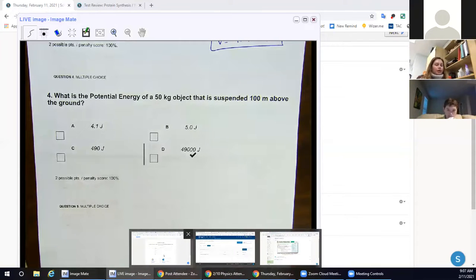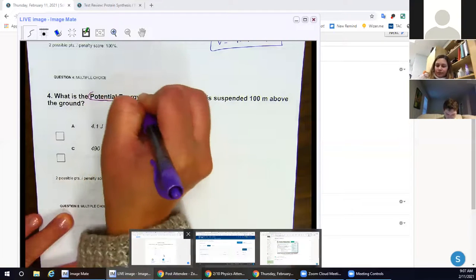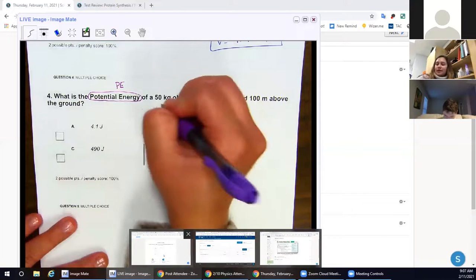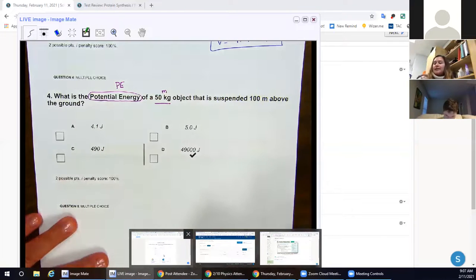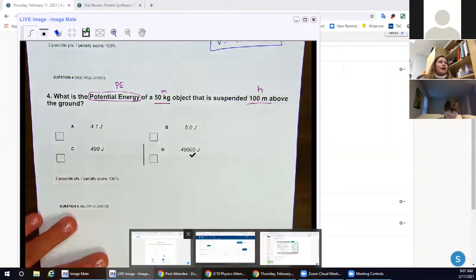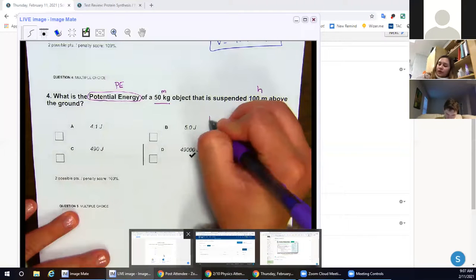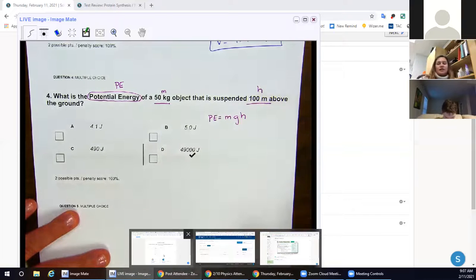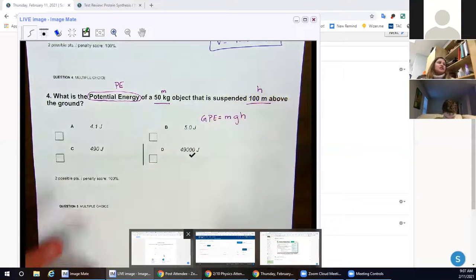All right, number 4, what is the potential energy? So now we're looking for potential energy of a 50 kilogram object, that's our mass, that is suspended 100 meters above the ground. So 100 meters, that's our height. Our formula for potential energy is mass times gravity times height. Sorry, that's gravitational potential energy. Same thing. They're all the same. We didn't use elastic this year, so potential energy is automatically gravitational potential energy.